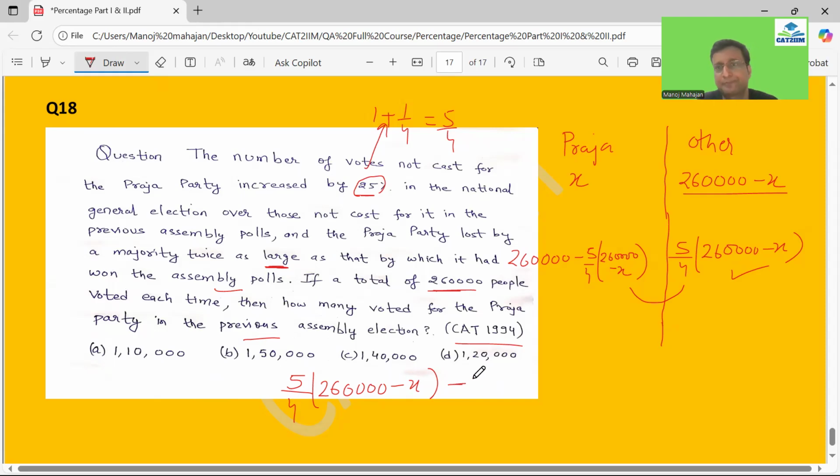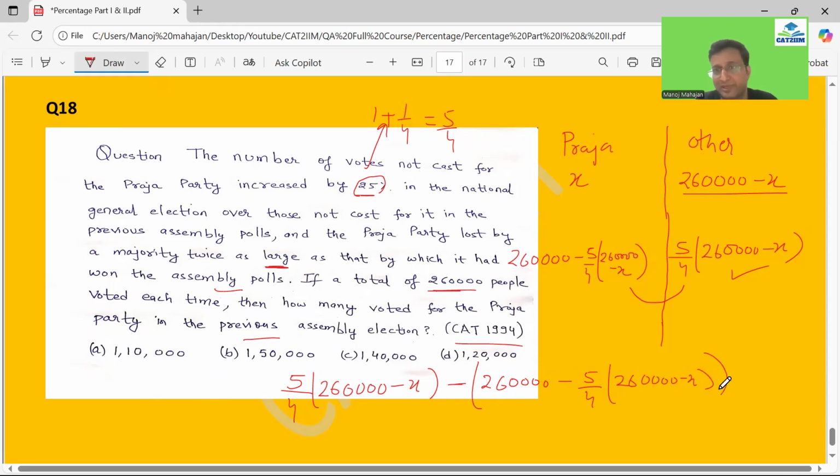Okay, so this is the value by which the Prajapati got defeated, right? So minus what? 2,60,000. Let me put the mod also out here. So look how tough it is. So this is what you're going to get out here. So we'll do a superb trick in a while.